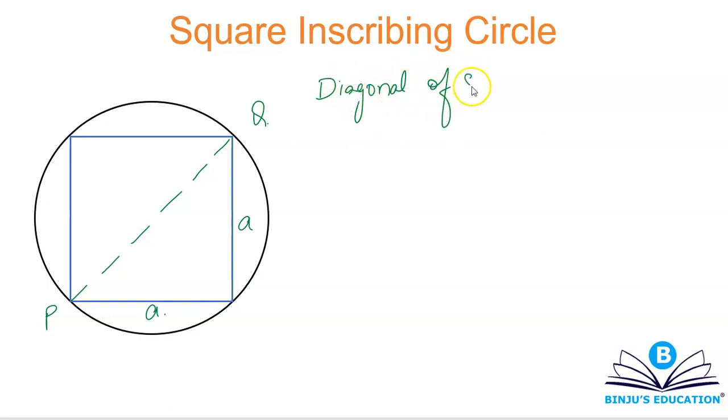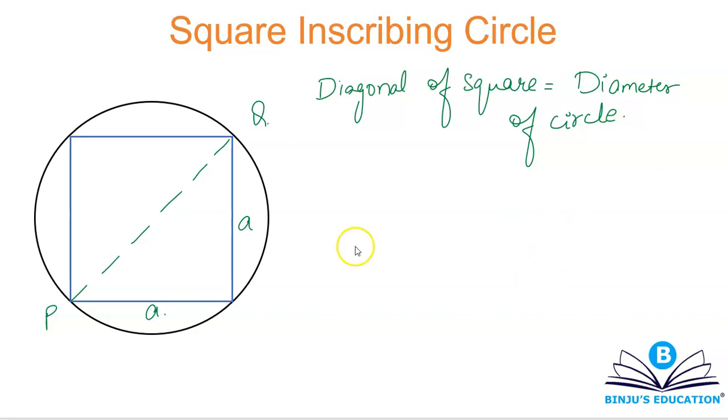In this case, diagonal of square is equal to diameter of circle. Now we can calculate the diagonal, we can also calculate the diameter. So I can name this R and this as S. So this angle is 90 because we know that all vertex angles in a square are 90. You can use the Pythagoras theorem. We'll get the length of PQ to be root 2 a units.